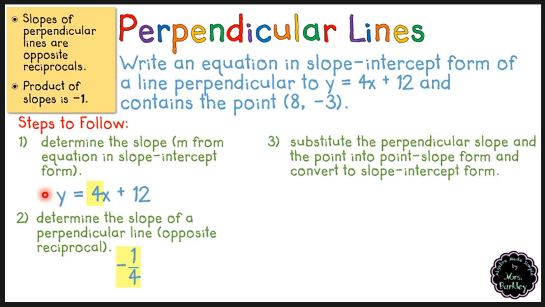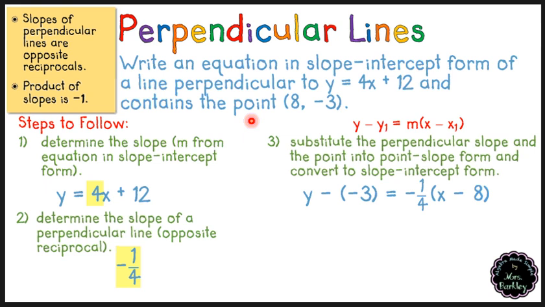We are going to use the formula y minus y sub 1 equals m, in parentheses x minus x sub 1. That is the equation for point slope form. We substitute the slope of our perpendicular line and our point into this equation. When we do that, we have y minus negative 3 equals negative 1/4, in parentheses x minus 8.